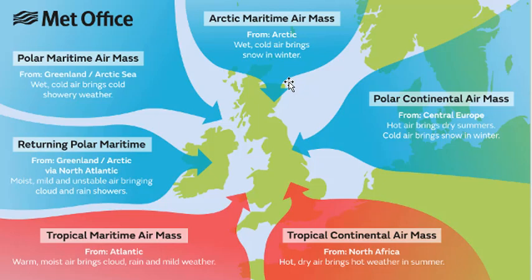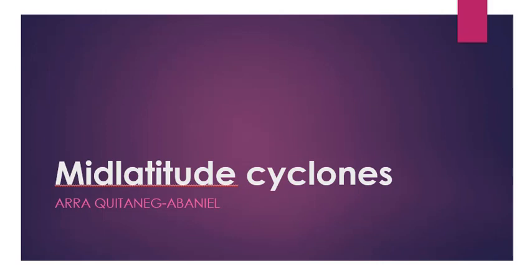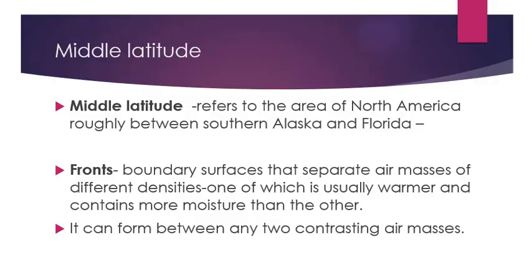Now let's move to the different fronts. Okay, so now let's talk about mid-latitude cyclones. Let's define it first. Mid-latitude refers to the area of North America, roughly between southern Alaska and Florida. And when we say fronts, these are boundary surfaces that separate air masses of different densities.